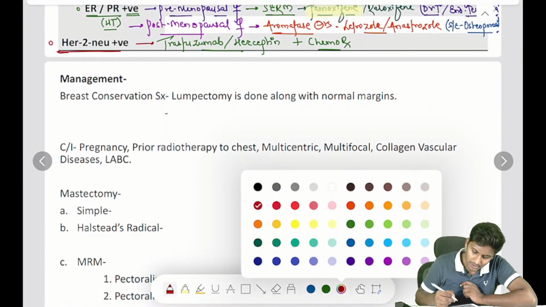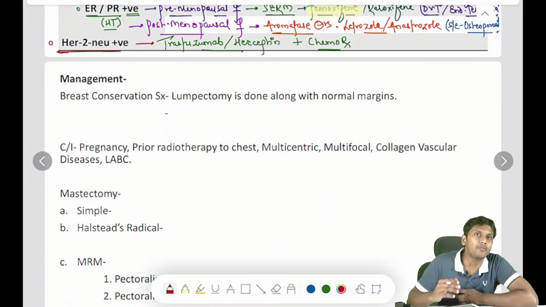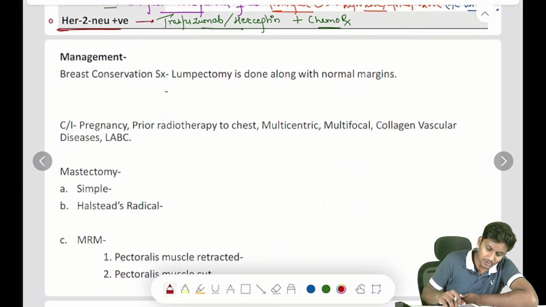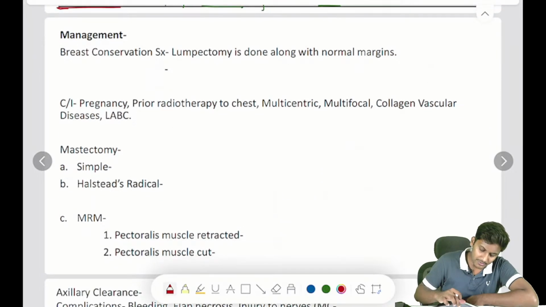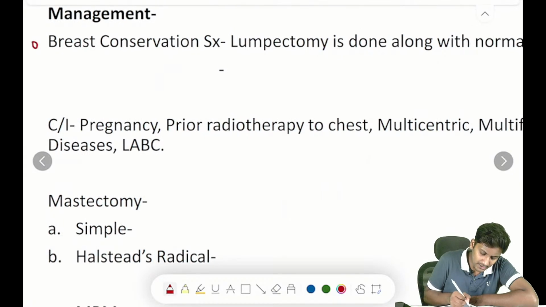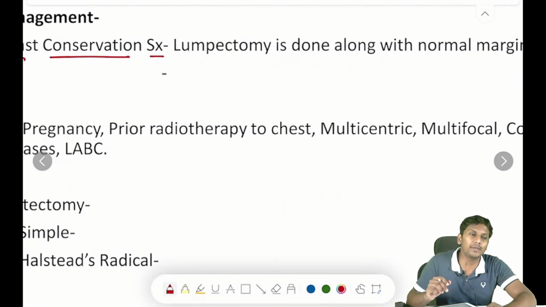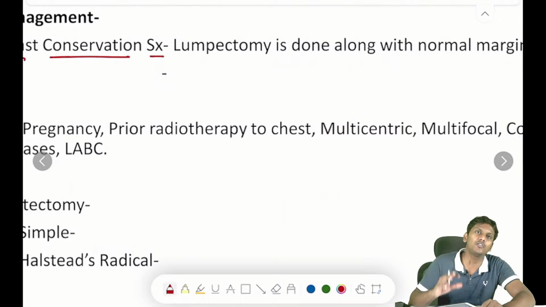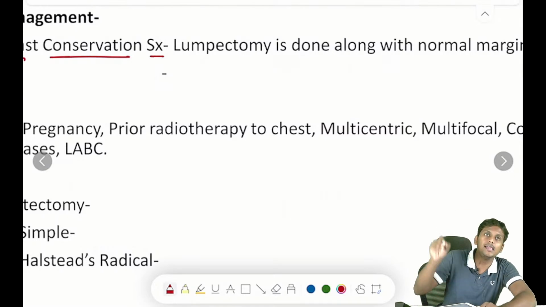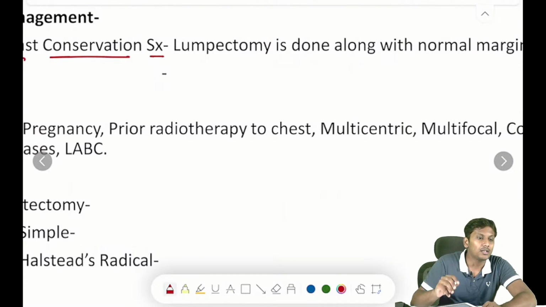That is important. Now let's talk about the management further. We'll talk about the surgeries that we have discussed. If I talk about the first surgery, that is your BCS. What is BCS? Breast conservation surgery. I've told you, in breast conservation surgery, we are trying to conserve or save the breast. Therefore, we are only going to remove the lump which is there, or only going to remove the tumor which is there. Okay?